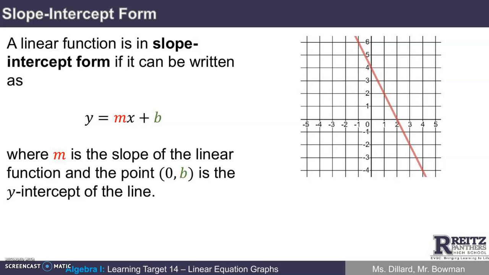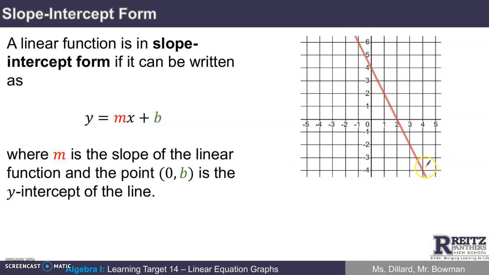So here is the rule that you discovered in Desmos. We call this slope-intercept form. A linear function is in what we call slope-intercept form if it can be written as y equals mx plus b. Mx means m times x, where m is the slope of the linear function, and the point 0, b is the y-intercept of the line.